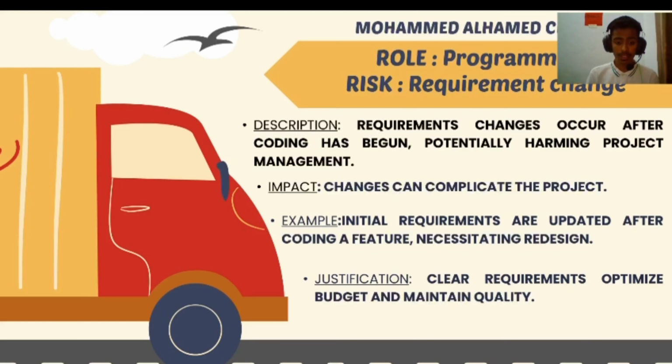For this example, if a tracking system initially requires only date and location, but stakeholders decide to add the requirement of weight, the coding must be redesigned to include this new input and output, thus leading to delays and increased cost. Justification: clear requirements from the start optimize project budget and maintain quality, and understanding the requirements change is crucial for effective project management.